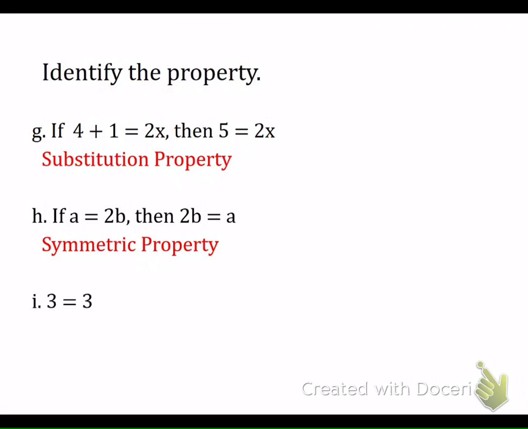Okay, 3 equals 3. Reflexive. Yep. Reflects with an X. Yes. I referenced the mirror. The mirror is reflect. I know it's a bad reference. It confuses people on the spelling. It is reflexive.